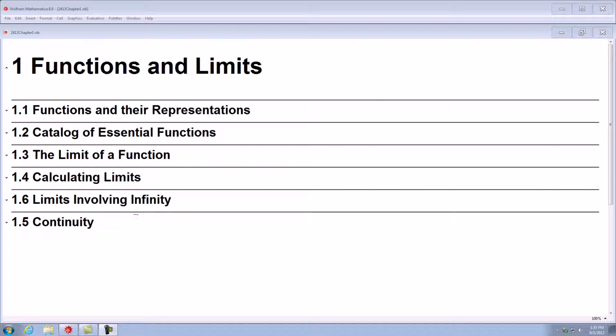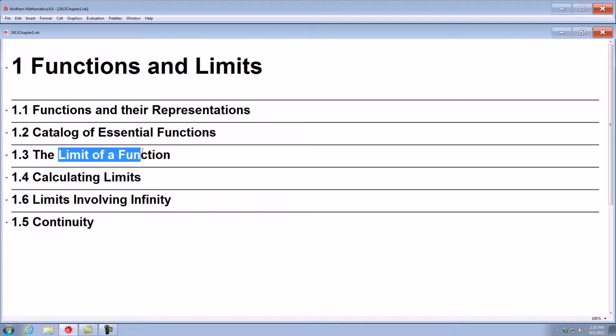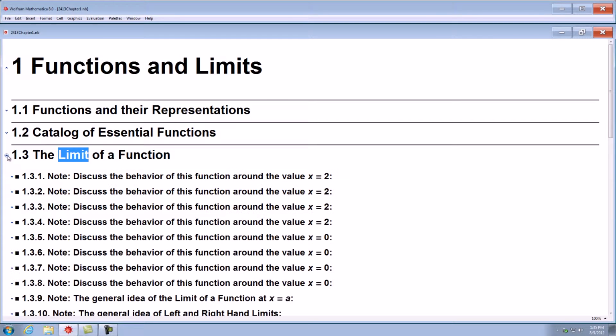Okay, now we are going to start calculus. Basically everything up to this point is stuff you've seen. 1.3, the limit of a function. So the limit is really the heart of calculus, and that goes for Cal 1, Cal 2, Cal 3. Everything in calculus is based upon the concept of a limit. So this is important stuff.